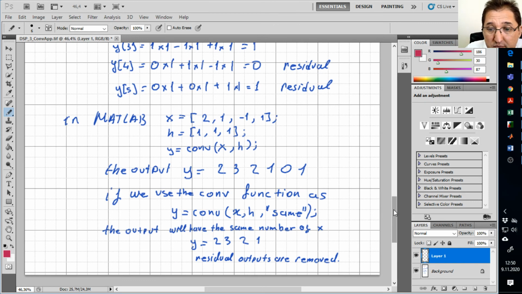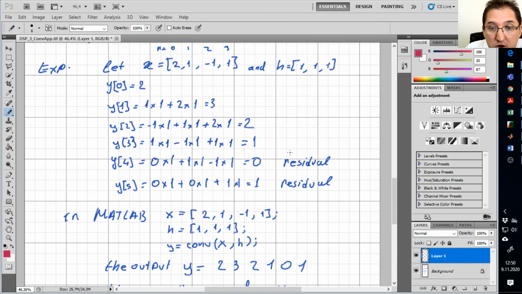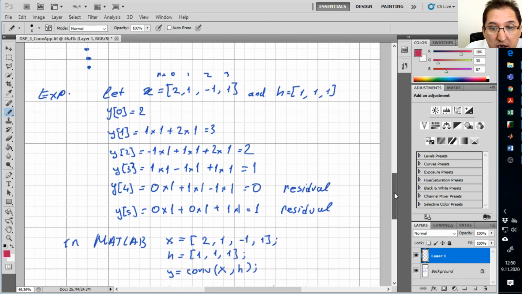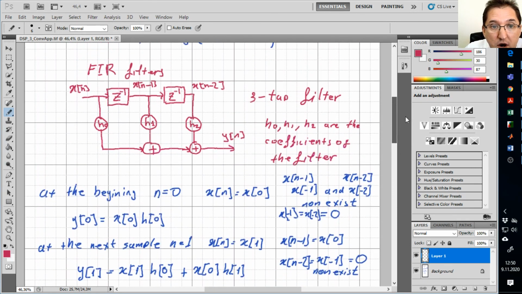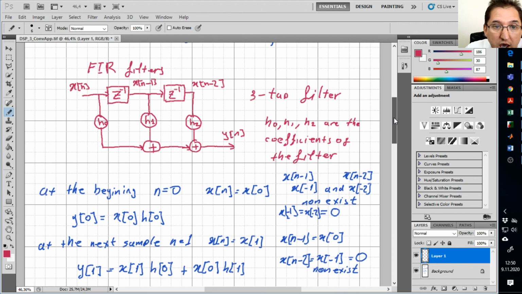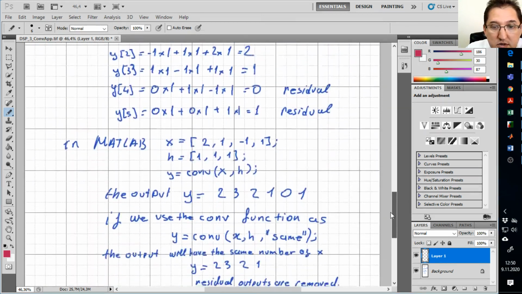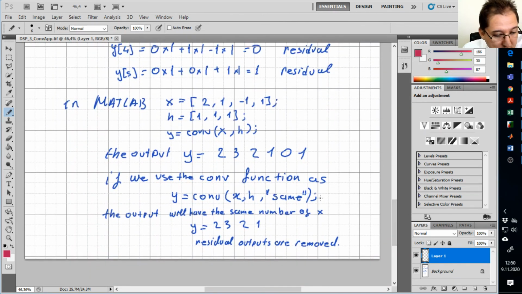How many residual outputs there will be depends on the number of coefficients. Here, if we have 3 coefficients, we have 2 residual outputs. If we have 10 coefficients, we have 9 residual outputs. Okay, this is the end.